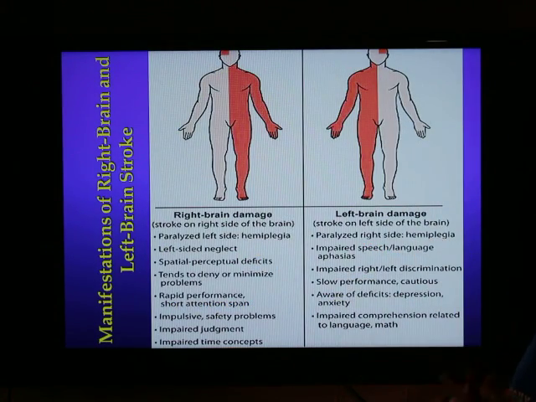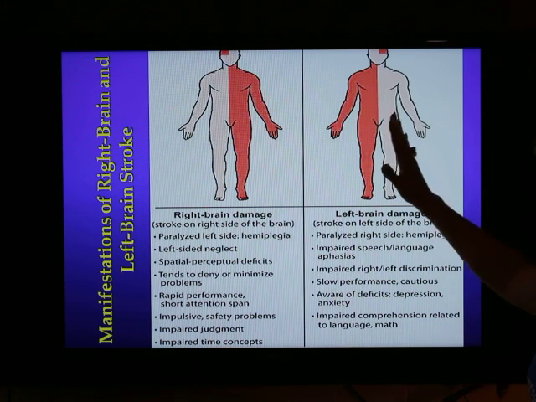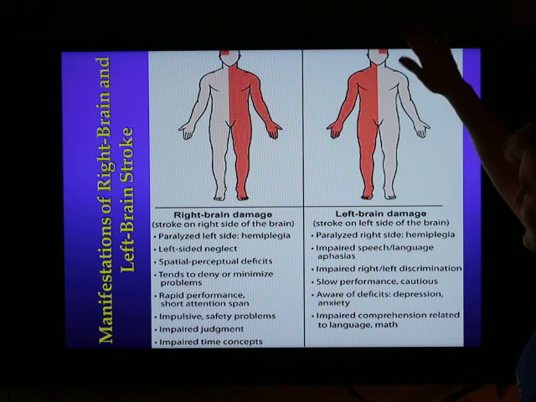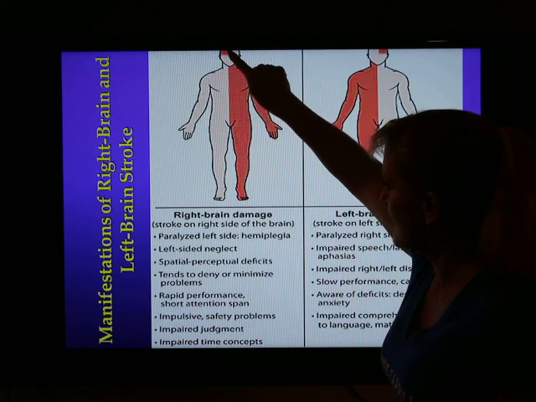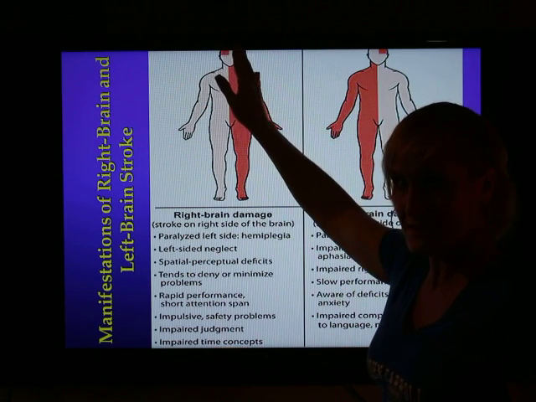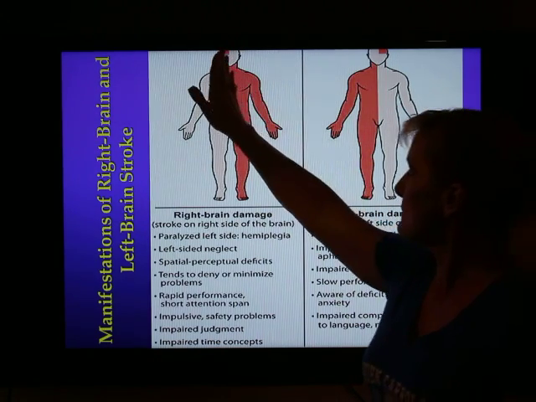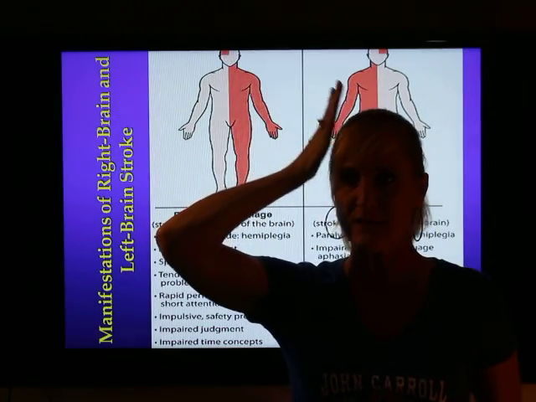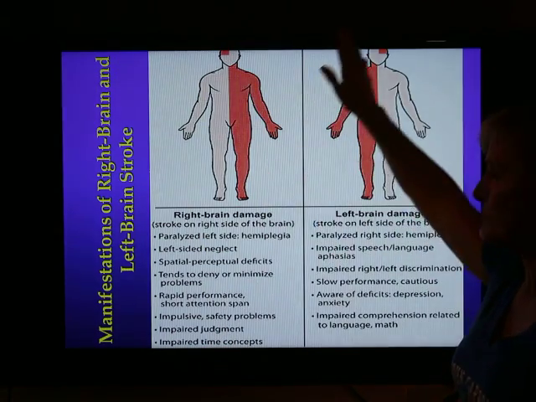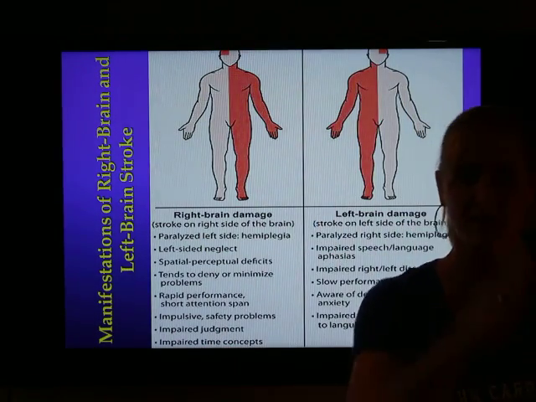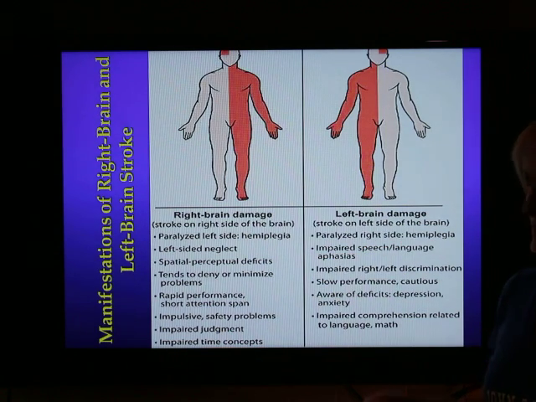I do want you to know a little bit about what is happening when there is a stroke. If your patient suffers ischemia on the right side of their brain, and this is a true statement, if your patient has a stroke on the right side of the brain, they will be affected on the left side of their body. If your patient has a stroke on the left side of the brain, they will be affected on the right side of the body. This is an important screen for you to know.